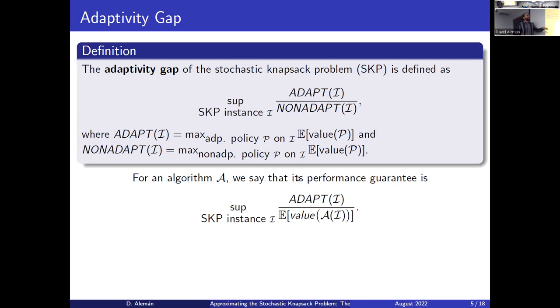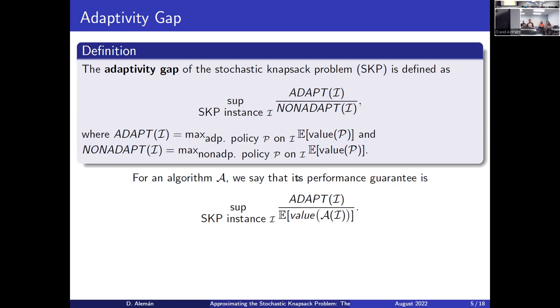For instance, it would not make sense to compare the performance guarantee of an algorithm with the value of an optimal solution that can see the future, a solution that can see the outcome of the random variables. Let's say that our knapsack has capacity 1, and the sizes of the items are equal to 1 with probability half, or equal to 0 with probability half. If we can see the future, then we know that around half of the sizes are going to be instantiated to 0. So we will be able to insert half of the items, more or less.